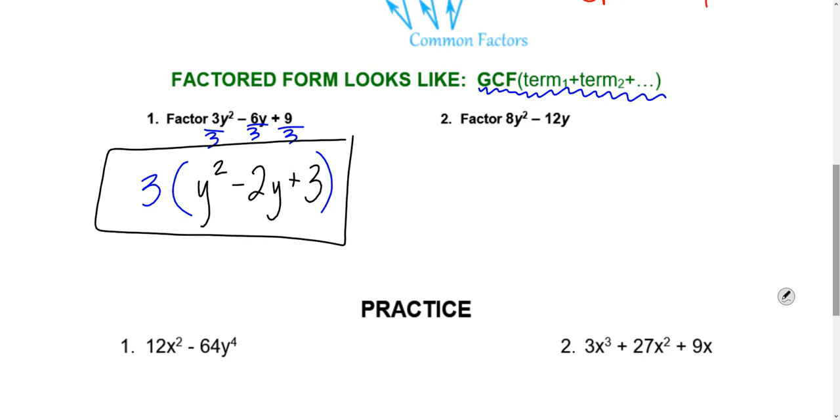Okay, so let's take a look at the next one. It says factor 8y squared minus 12y. So let's start with the letters. Can we take out any letters? How can you tell?